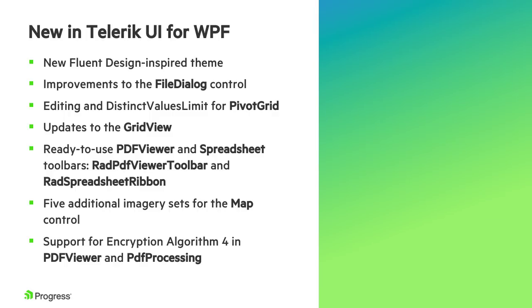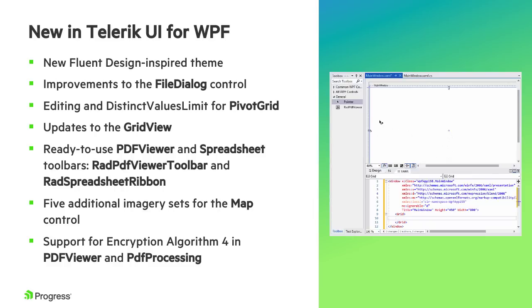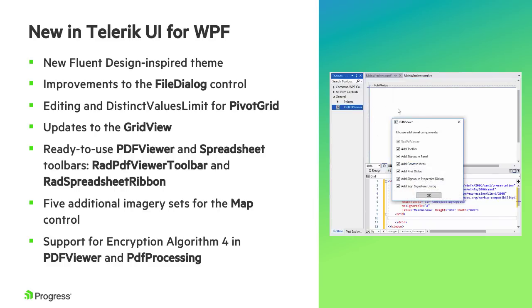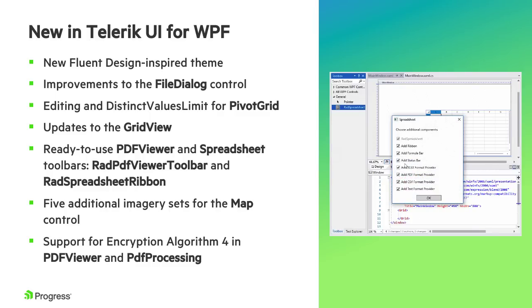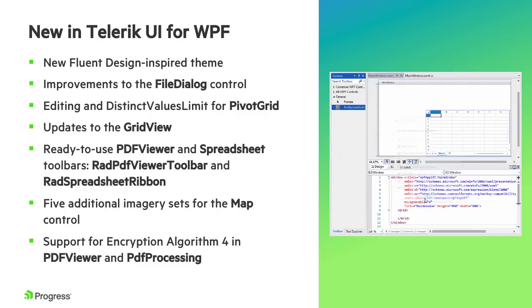In the R1'18 release, we are introducing two new controls, PDF Viewer Toolbar and Spreadsheet Ribbon. These are accompanying controls for the PDF Viewer and Spreadsheet. We introduced these controls to eliminate the need to build these out on your own. We even took a step further by presenting you with a convenient dialog when you drag PDF Viewer or Spreadsheet to the design surface in Visual Studio, so that you can pick which of the accompanying controls you want to add with just a few clicks.